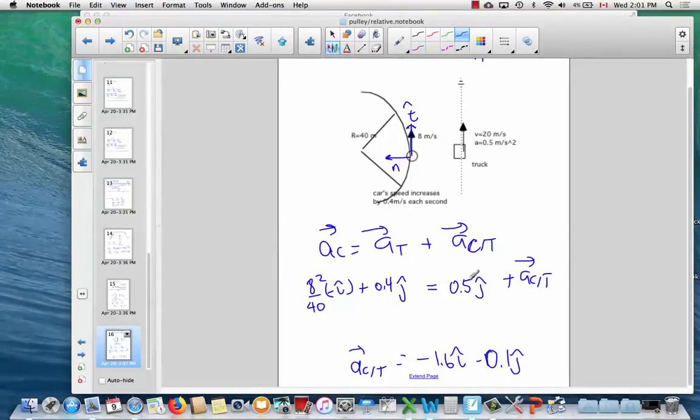Truck acceleration can just be directly substituted. And so you could solve for the acceleration of the car with respect to the truck, and that's in meters per second squared units. So there it is, the relative motion problem. Straightforward.